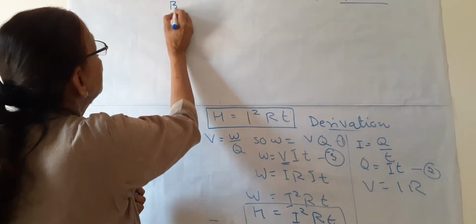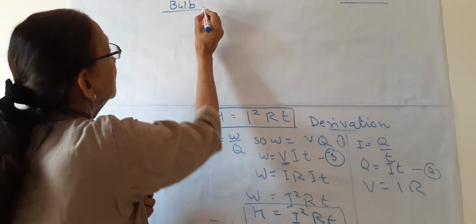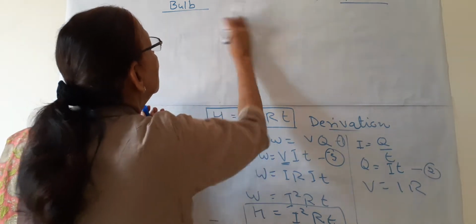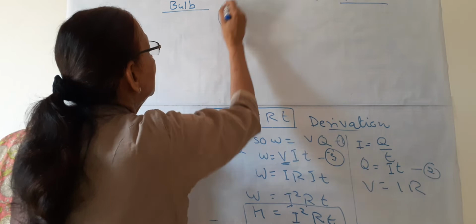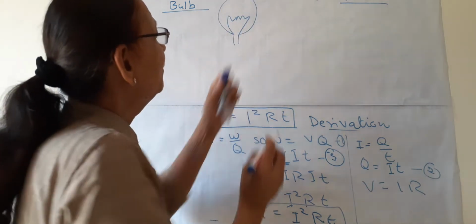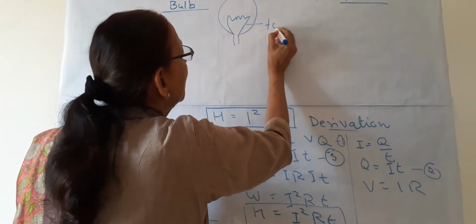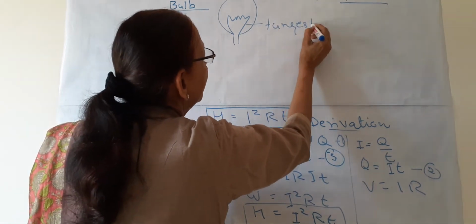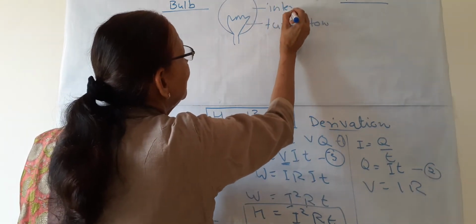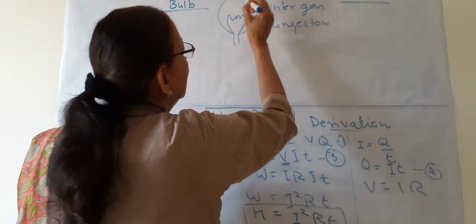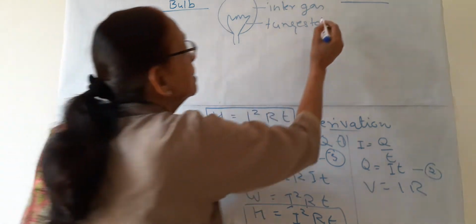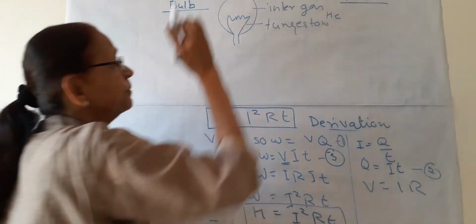One is bulb. The bulb, the old time bulb. Suppose this is the bulb, and all of you know this bulb has a filament. This filament is made up of tungsten, a metal, and some inert gas like helium is filled in it. The bulb is made up of glass, and this inert gas, helium or some other gas, is filled in this bulb.